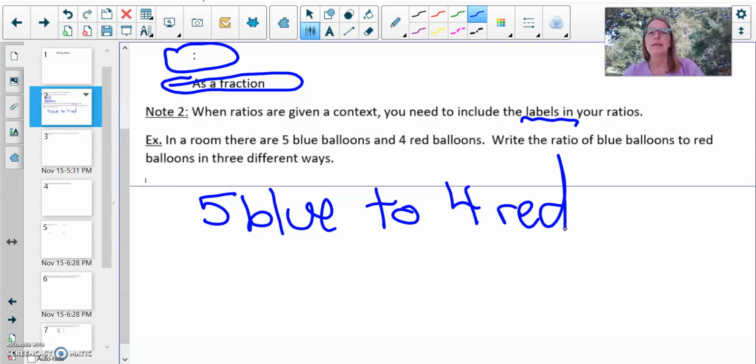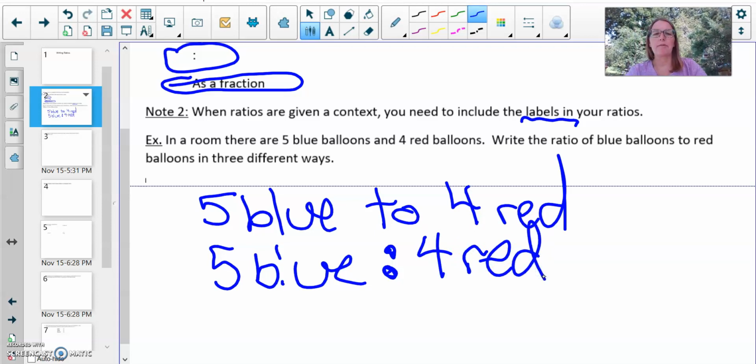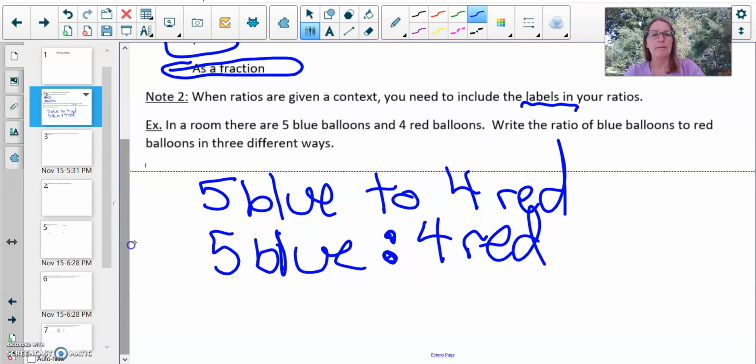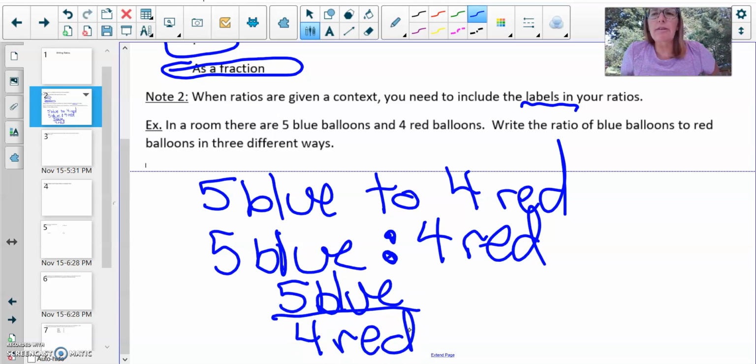Using the colon, it would be 5 blue, colon, 4 red. And when we read that, we would read that as 5 blue to 4 red. And the third way to write a ratio is as a fraction. So it would be 5 blue over 4 red. Okay, so do you have any of these 3 formats that you can use?